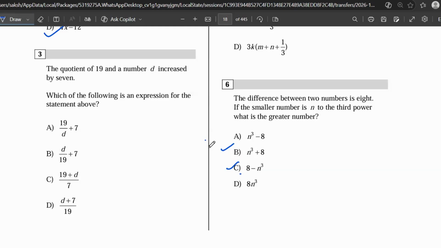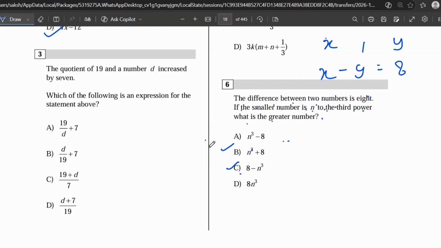The difference between two numbers is 8. Generally, what is a given difference between two numbers? If I take the first number as x and the second number as y, then x minus y is equal to 8. If the smaller number is n to the third power, what is the greater number?